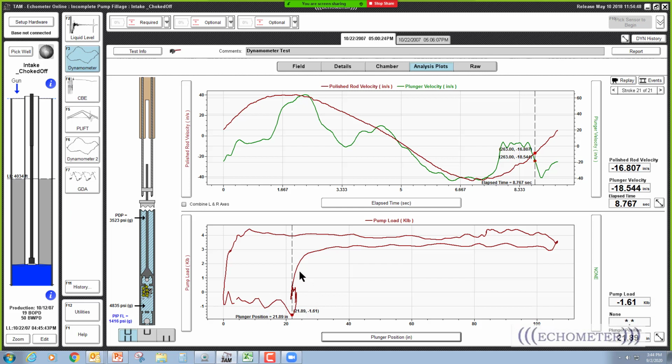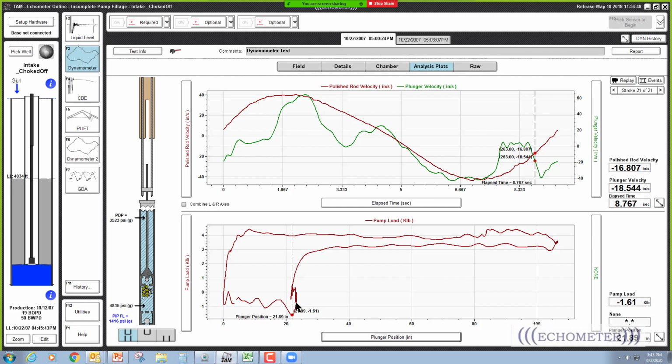And this, I can't say always, but I'm going to say almost always. On a blocked intake, you almost always see this negative load, whereas on a fluid pound card, you hardly ever see this. You never see a negative load.